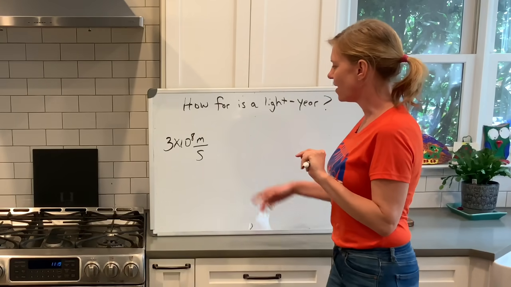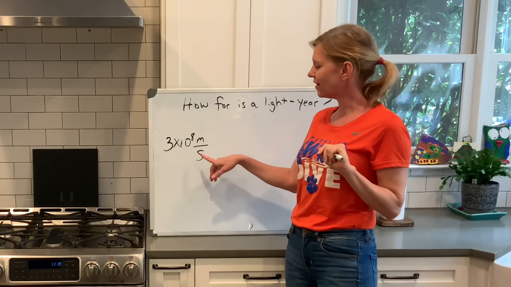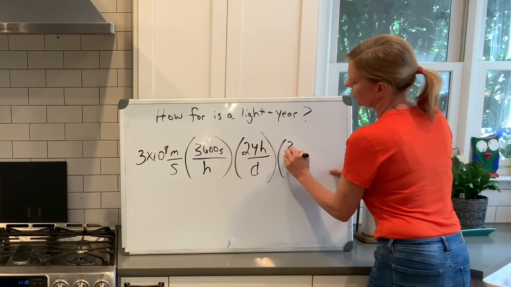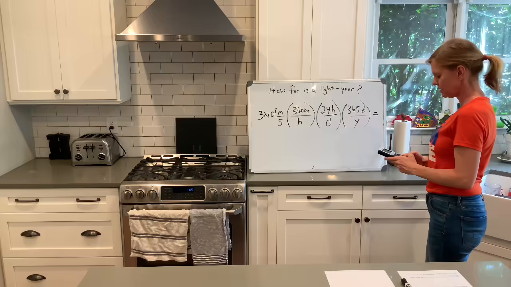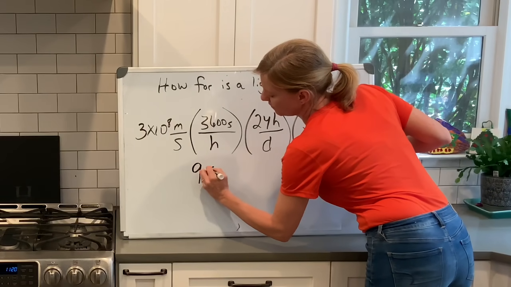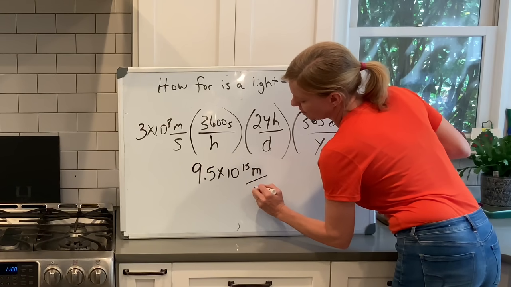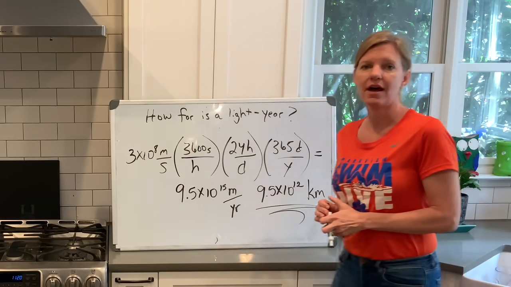Okay, so we start out with 3 times 10 to the 8 meters per second. We want to know how far light goes in 1 year. Hours in a day, 365 days in a year. So I'm getting 9.5 times 10 to the 15 meters per year. Kilometers. Now, that's a really big number.